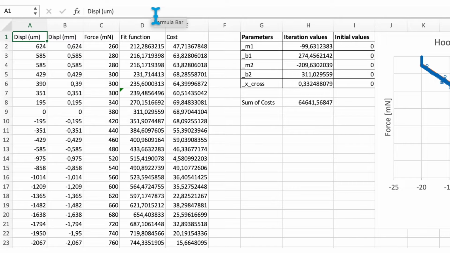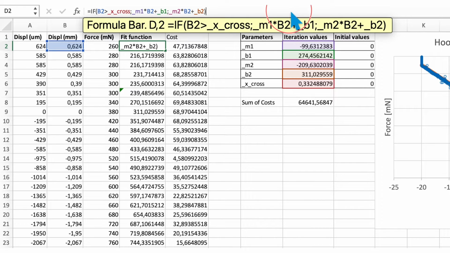In this spreadsheet, we have the spring displacement in the first and second columns in microns and millimeters. On the third column, we have the force or tension in the spring measured by a sensor. On our fourth column, we will compute the theoretical force given by Hooke's law. For that end, we will define two different linear equations for points to the left and to the right of the x-cross point. Those will have different slopes in each straight line.